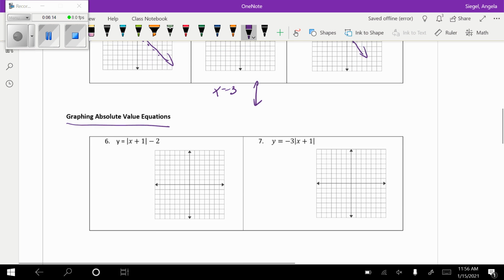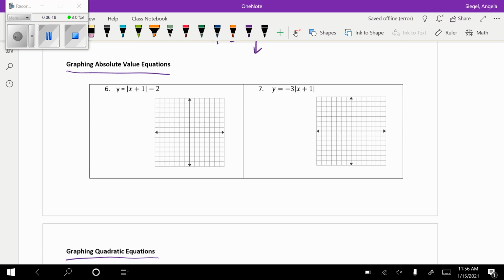So now we are going to transfer over to absolute value. Remember, absolute value looks like either a right side up or an upside down V.